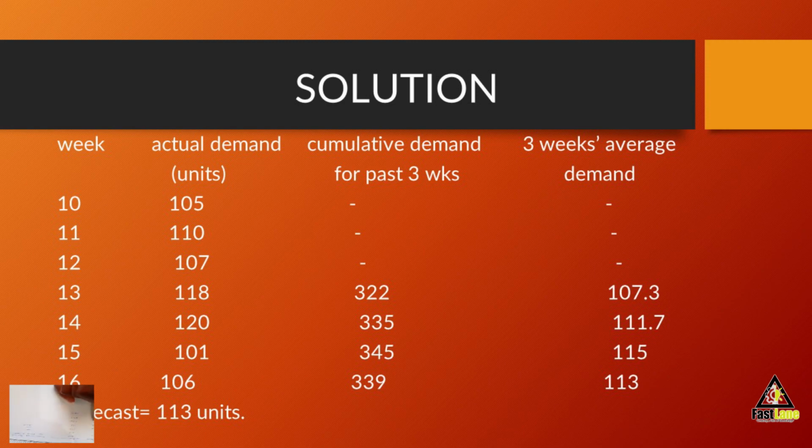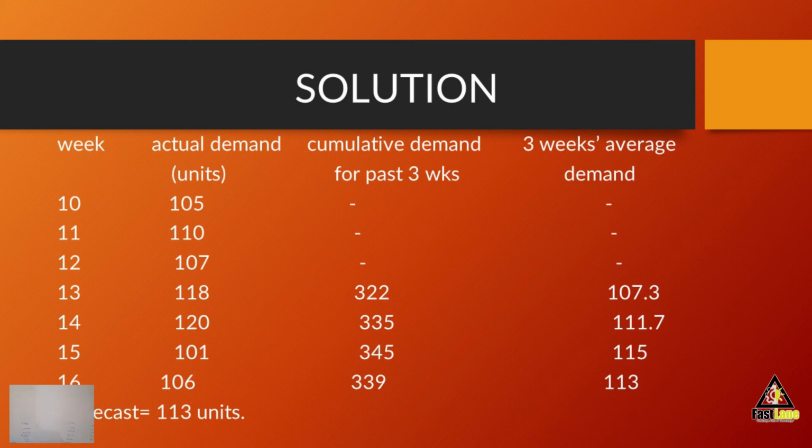For week 14 we shall add the actual demand for 13, 12, and 11 since it is the cumulative demand for past 3 weeks. Hope you are together. Then we shall have 335. For week 15 we shall add for week 14, 13, and 12, and it will give us 345. For week 16, we shall add for week 15, 14, and 13, and it will give us 339. Now we have the cumulative demand for past 3 weeks.